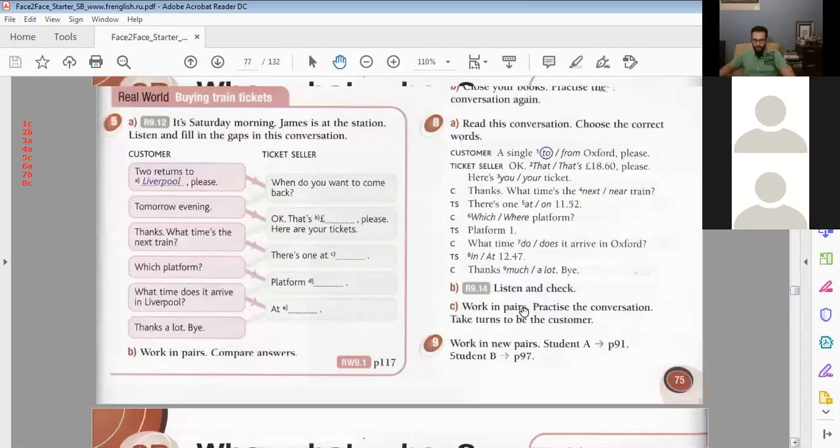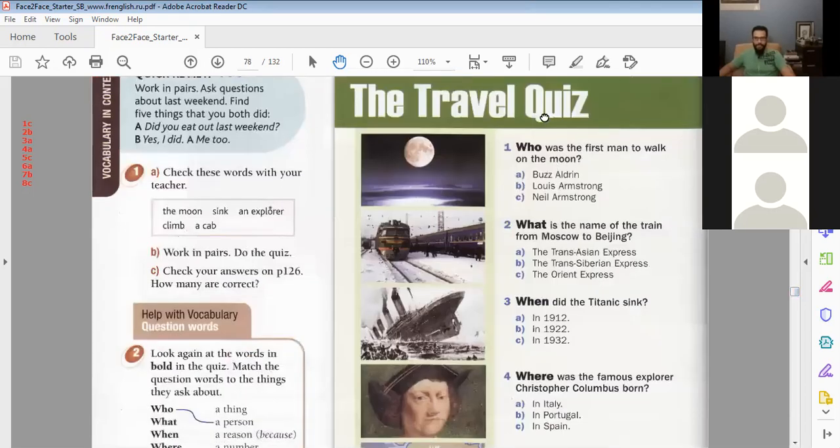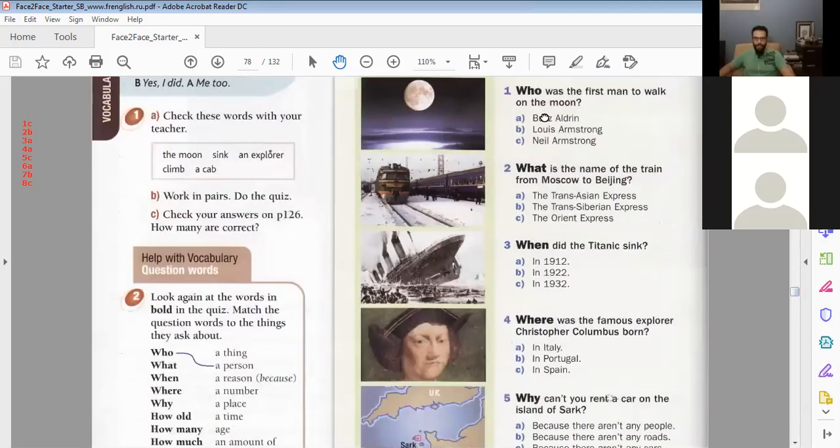Okay, let's check. So it says number 1, C. So the correct answer. This means your answer is correct, Basman. Number 1 is C, Neil Armstrong, correct. Okay, and number 2, B. This means your guess is correct, Manal. You chose B, right? Yes. So your answer is correct. Number 2B is the name of the train between Moscow and Beijing, the Trans-Siberian Express.